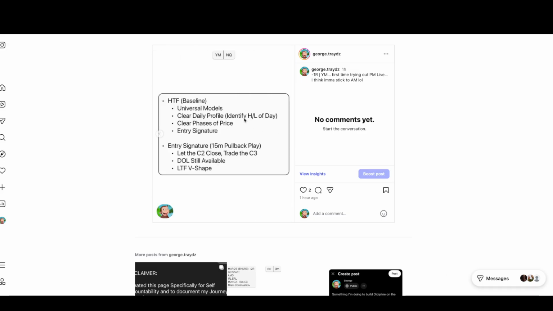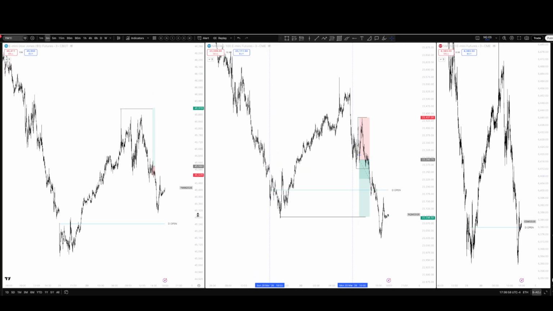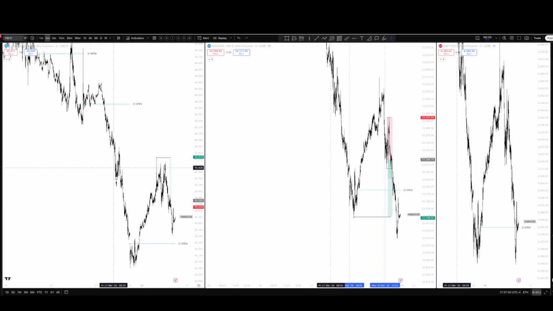Clear phases in price, clear V shapes, entry signature, trading away from a C2, stops us at the C2's low. And that was also the low of the 1400 candle, which is a small wick 4-hour candle for us to go up higher. And that's basically what it was. Why did it fail? Possibly because the higher time frame here is on a bearish day. I was just looking for up higher, right?